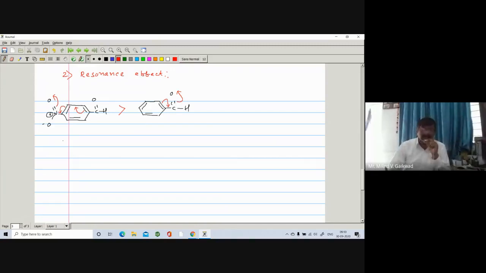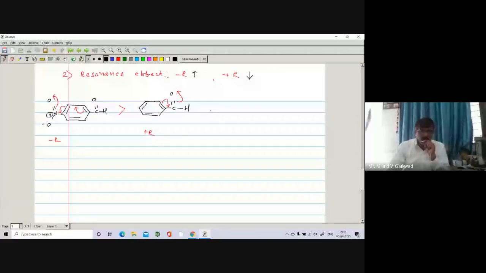So here it exhibits a minus R, and there it exhibits a plus R. So we can make a statement that if there is a minus R group, then the reactivity increases, and if there is a plus R, then the reactivity decreases, right? So that was about the resonance effect.